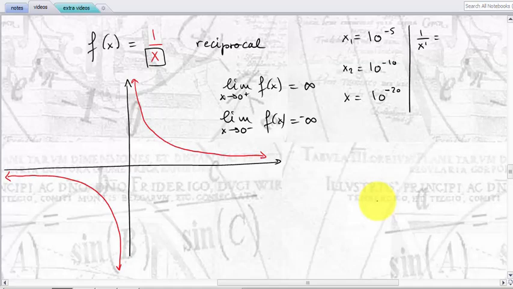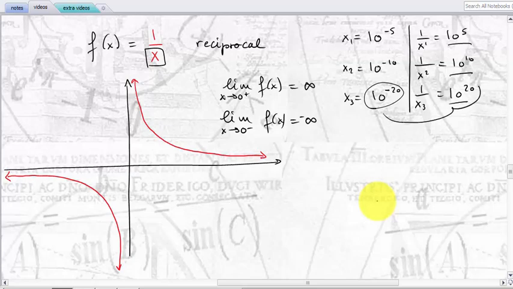1 over x1 is 10 to the 5. 1 over x2 is 10 to the 10. 1 over x3 right here is 10 to the 20. These reciprocals are getting very, very large, okay? So the reciprocal of something very small is something very large. This is what I want you to remember.